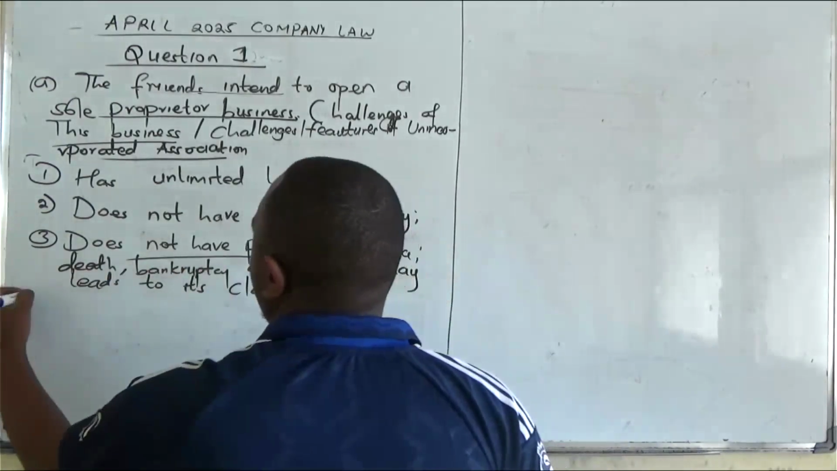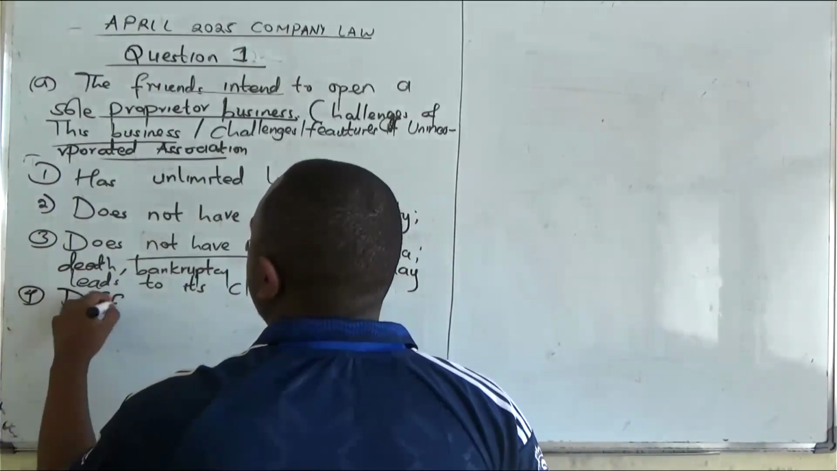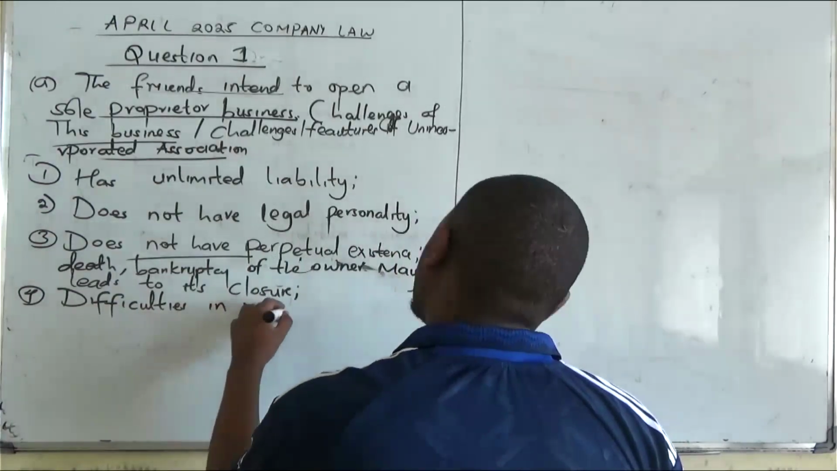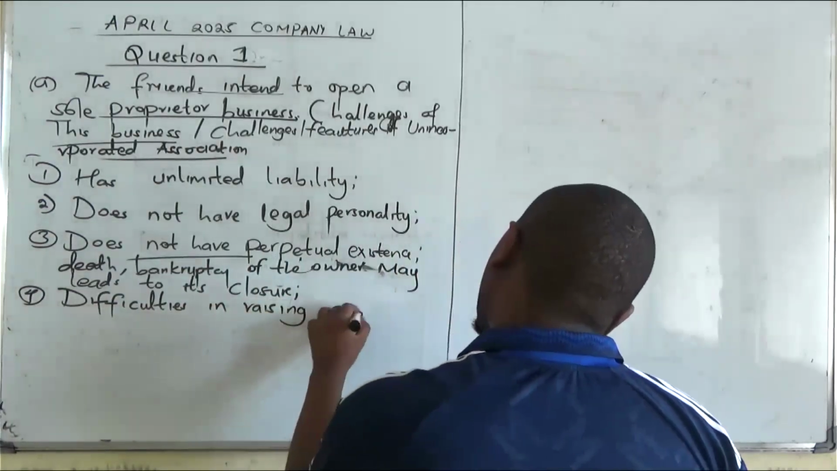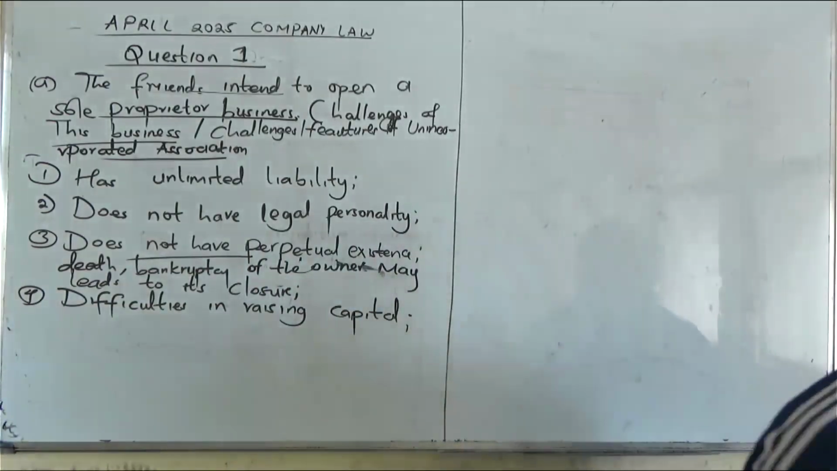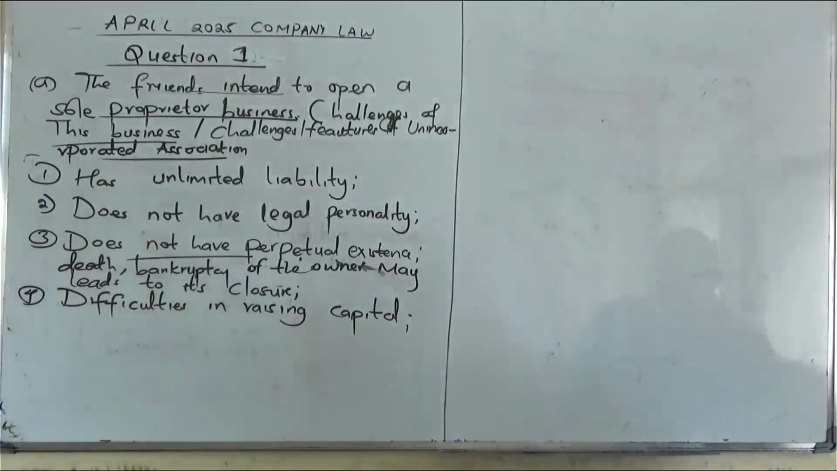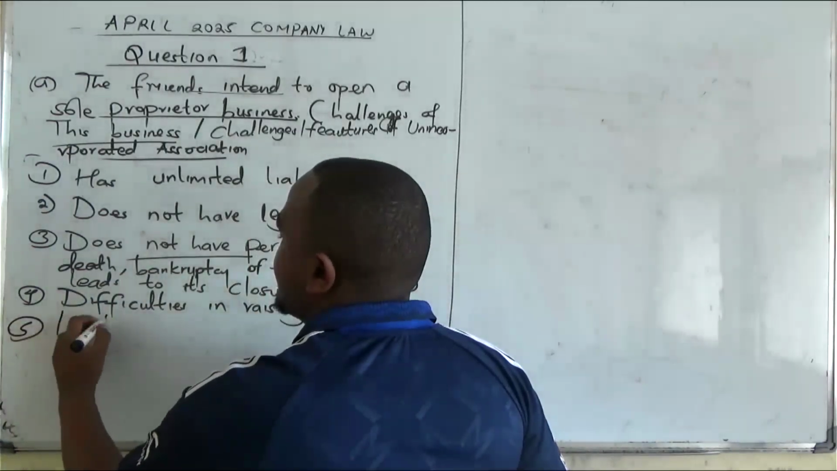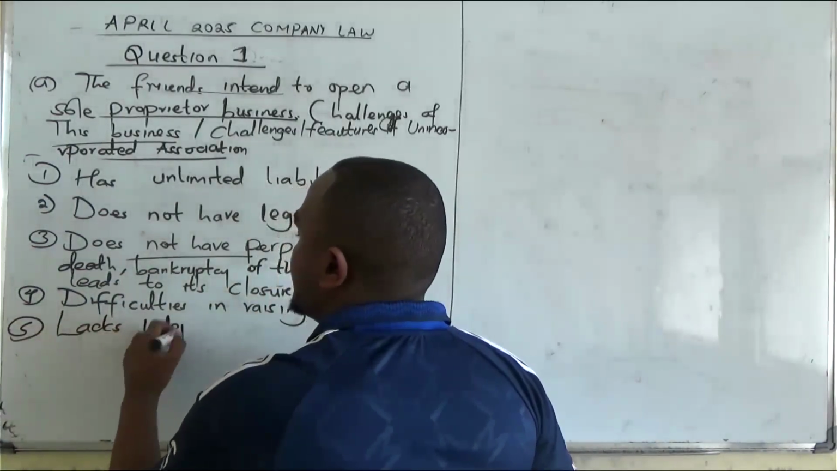Difficulties in raising capital, because it only has one owner. Difficulties in raising capital, and we get our 4 marks, okay? It lacks independent management. You can answer: it lacks independent management.